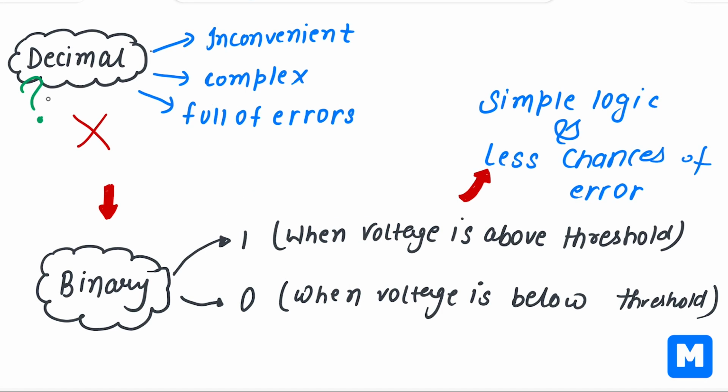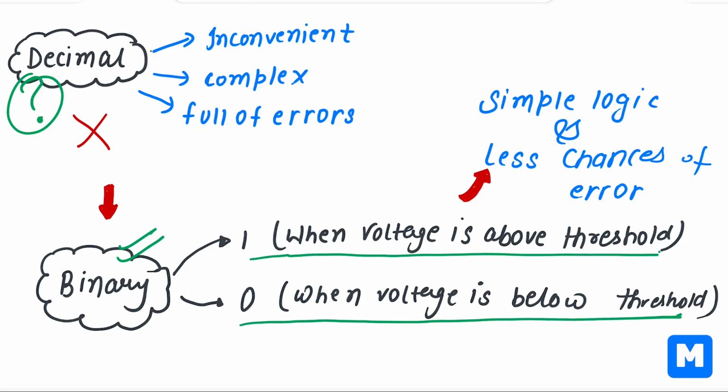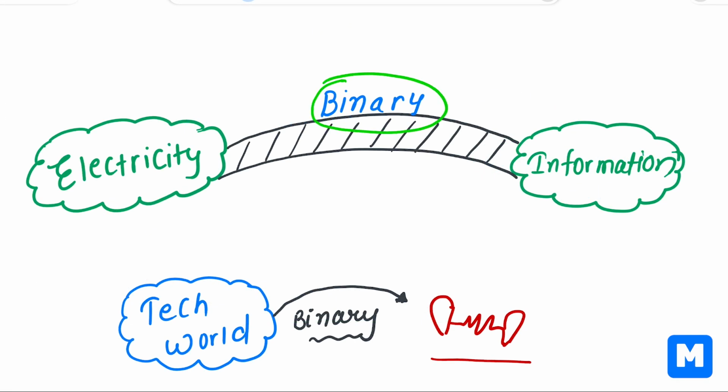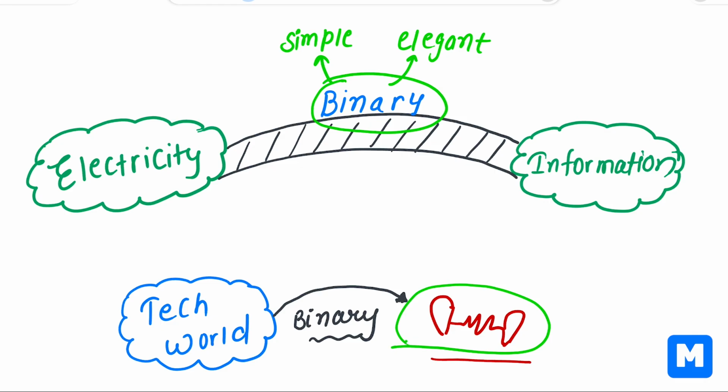Why use a decimal system that requires assigning a specific value to different voltage ranges? Instead, we use binary. If the voltage is above a threshold, it represents a 1. If it's below, it represents a 0. So there is very little chance of errors. Binary is the bridge between the physical world of electricity and the digital world of information. It's simple, it's elegant, and it is the heartbeat of every piece of tech you own.